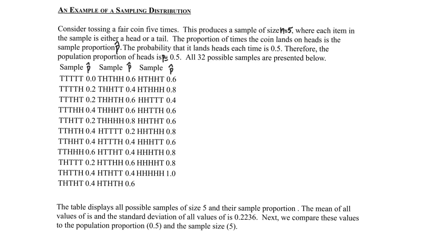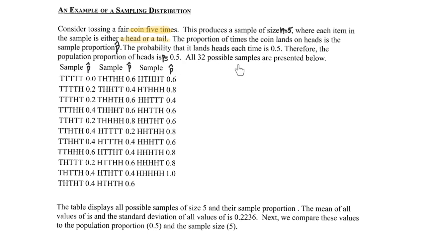Consider tossing a coin 5 times. So here the sample size is 5, n equal 5. Each item in the sample is either head or tail. The proportion of times the coin lands on head is the sample proportion. The probability that it lands head each time is 1 over 2 or 0.5. Therefore, the population proportion of head is P equal 0.5.